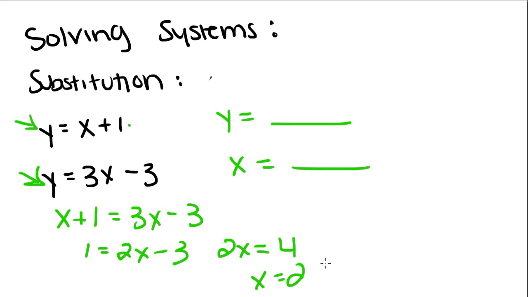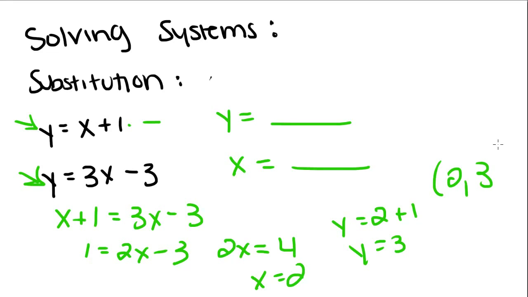But you have to make sure that you keep going until you get an ordered pair. So now we have to plug this x value into either one of these equations. It really doesn't matter, but I'm going to do this one just because it's easier to find what y equals. So y is equal to x plus 1. So y is equal to 3. So our solution for this system of equations is 2, 3.